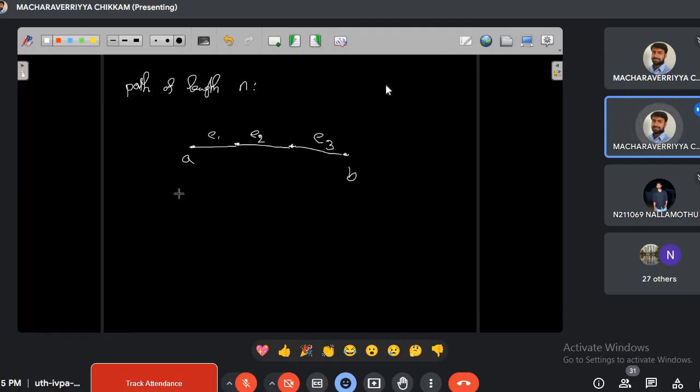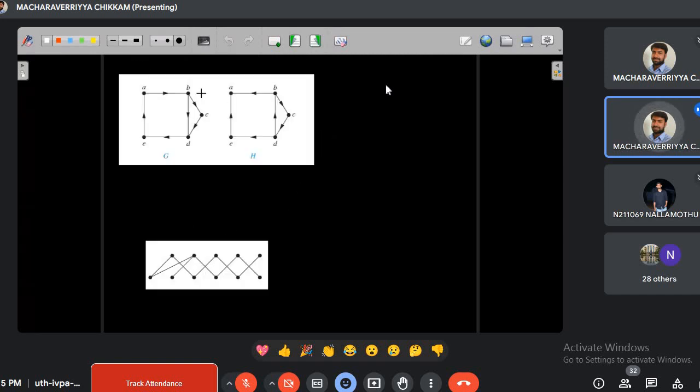So now if you take a directed graph, we say from A to B there is a path of length n if you find n directed edges which drive you from A to B. Okay, so the direction is very important. For example, here you take this directed graph. Okay, let me take the second directed graph. This is H.